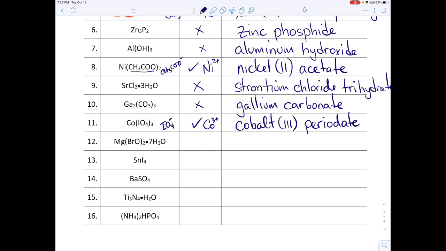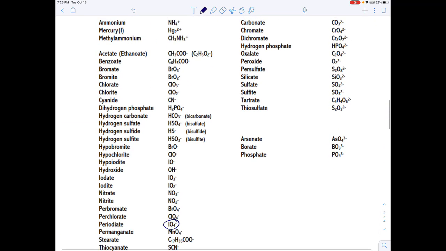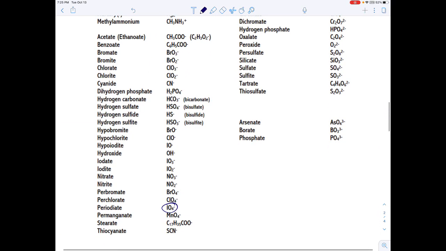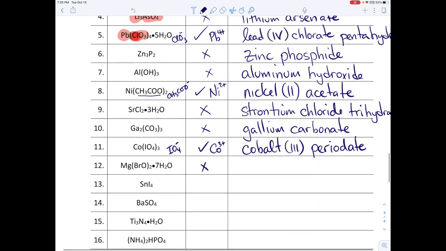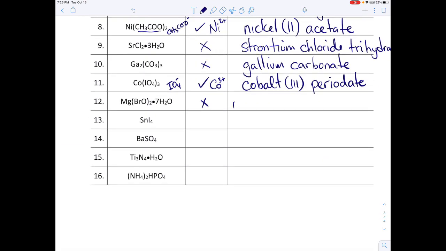Mg, number 12, is an alkaline earth metal. They're not type 2 ions. They have only 1 charge, which is always 2 positive. In the brackets, BrO, one more time, that is the hypobromite ion. Here it is on my list of ions, hypobromite. So the name for this guy would be magnesium hypobromite.